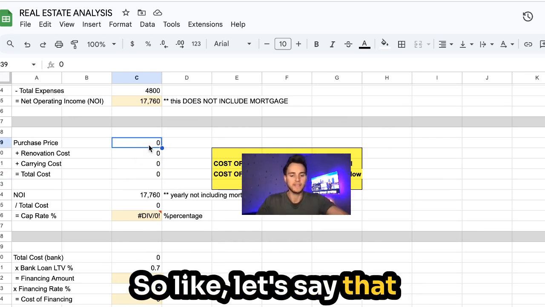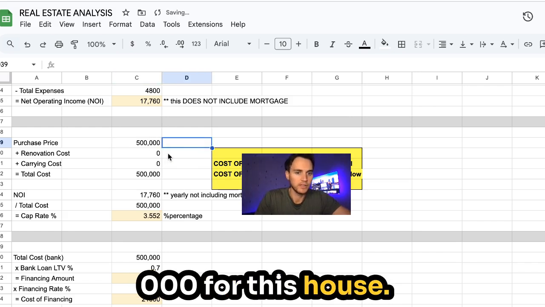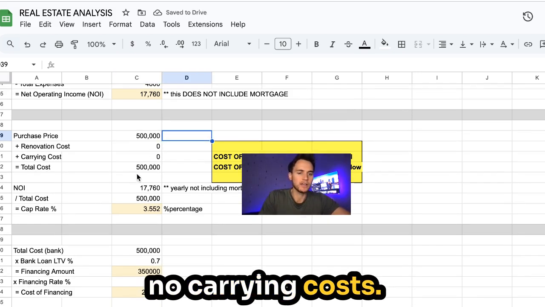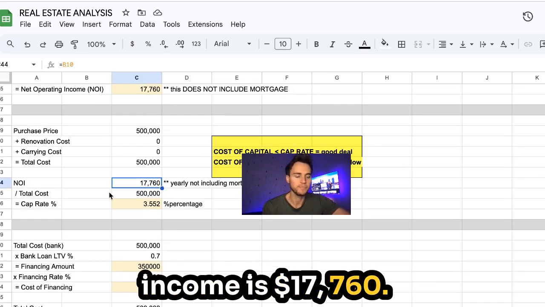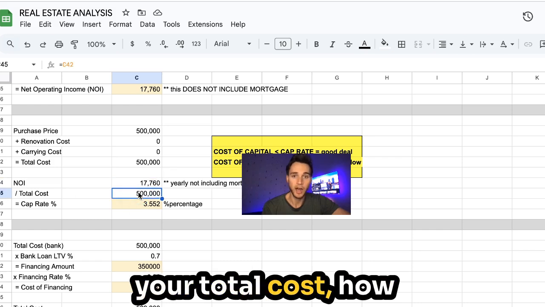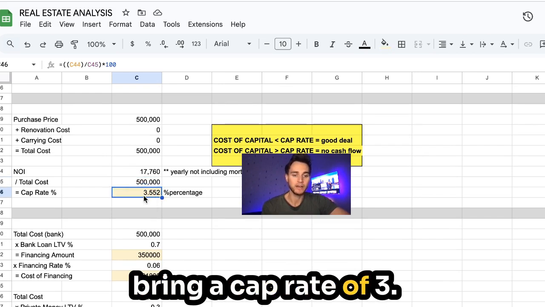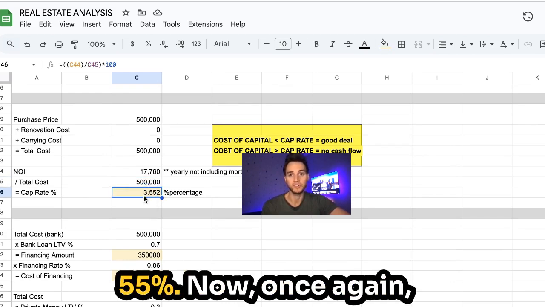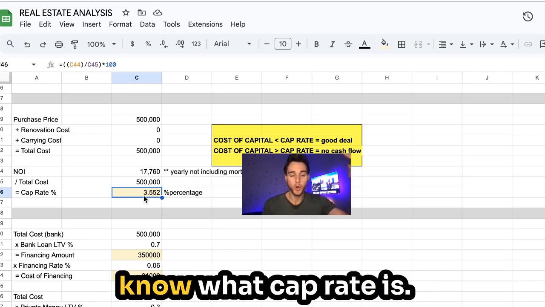So let's say that you're paying $500,000 for this house. No renovations, no carrying costs. Well, your net operating income was $17,760. You divide that by your total cost, how much it cost for you to buy the house, and that would bring a cap rate of 3.55%.